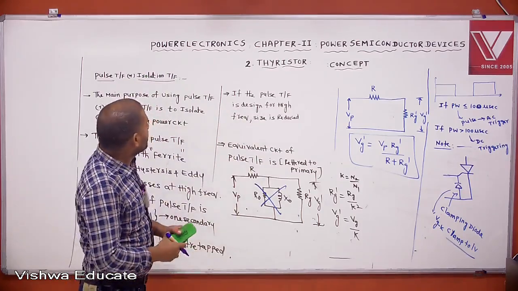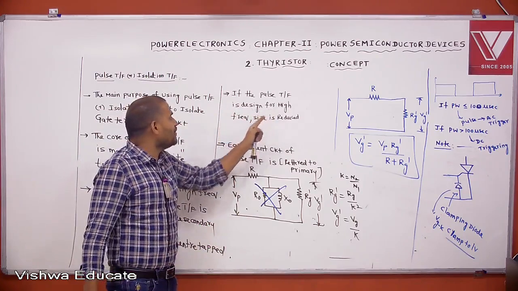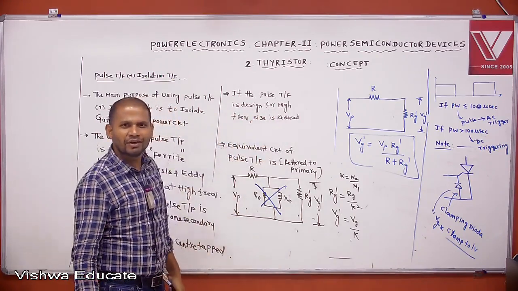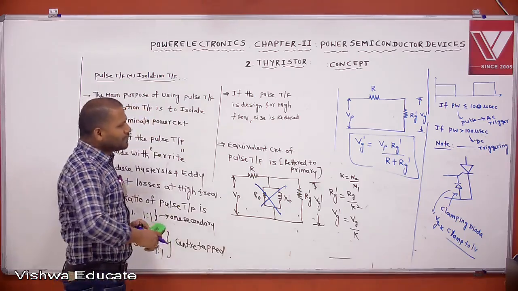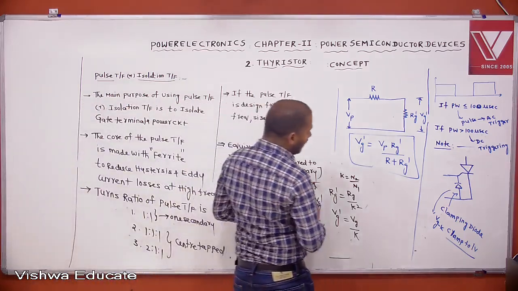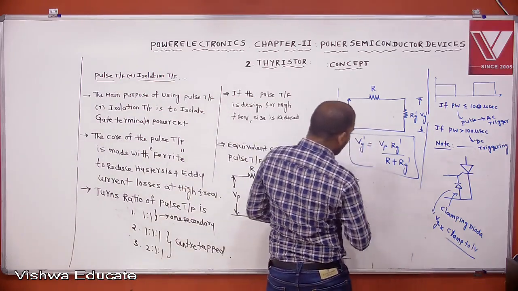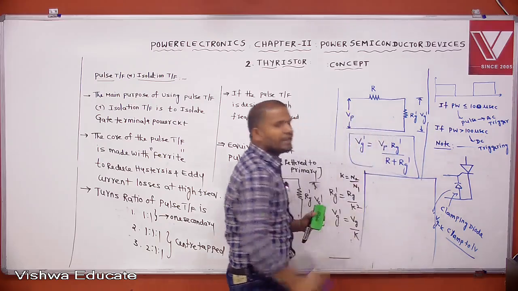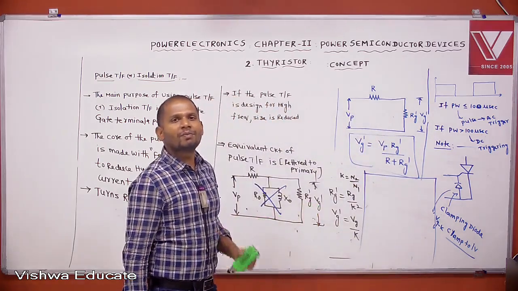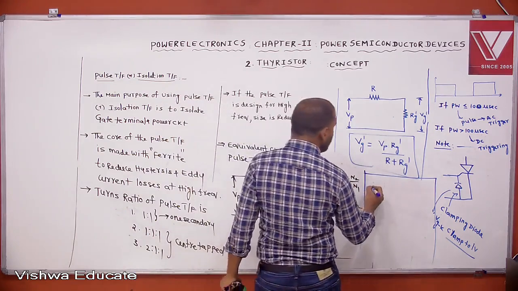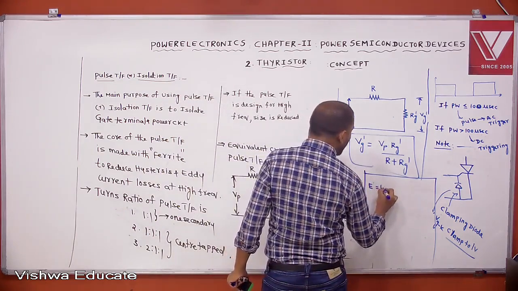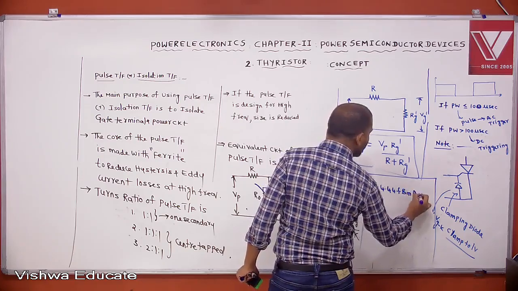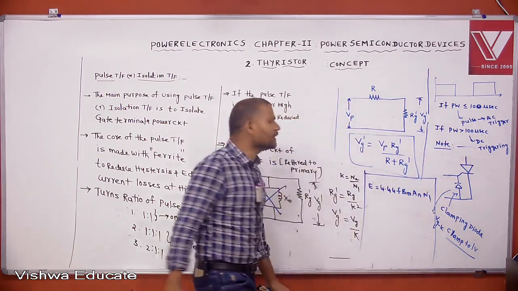I told you now, if the pulse transformer is designed for high frequency, the size is reduced. You know this concept even from machines. What is the transformer equation? If the pulse transformer is designed for high frequency, the size of the pulse transformer is reduced. You know that E equals 4.44 F Bm A N1. This equation you know.